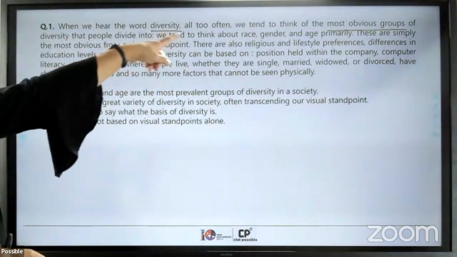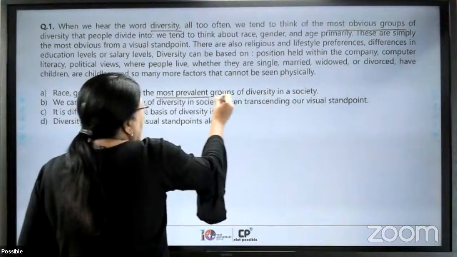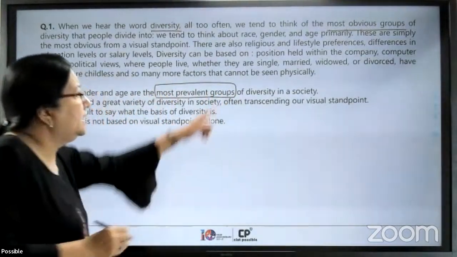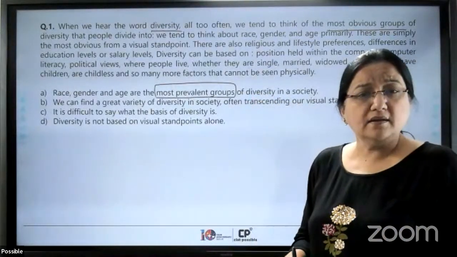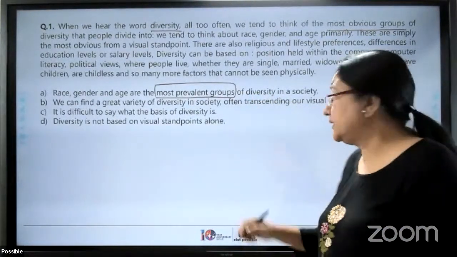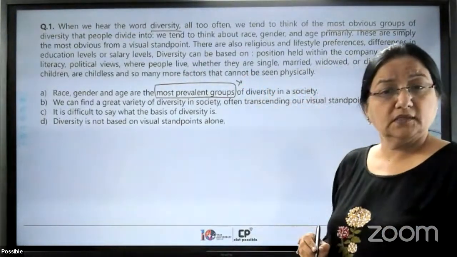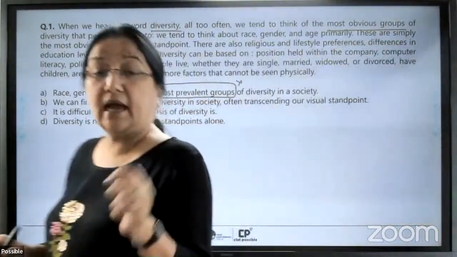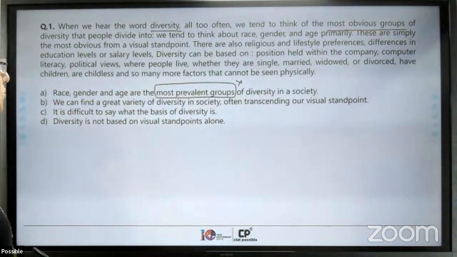Now, "tend to think of the most obvious groups of diversity that people divide into," and look at one choice. I'd like all of you to please focus on your choice A. Race, gender and age are the most prevalent. Did he say that? He said these are the most obvious groups, but not that these are the most prevalent. Unnecessarily giving more weightage and highlighting, making it too extreme a choice. So this one is gone. Okay, this one has gone. Now let's evaluate C once. We can find a great variety of diversity in society.